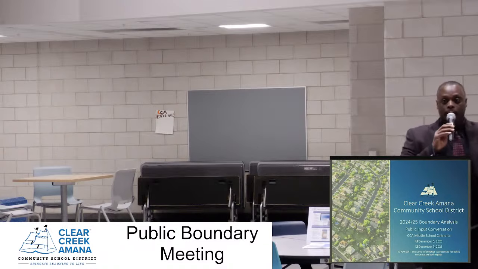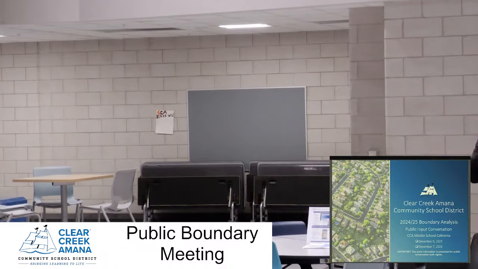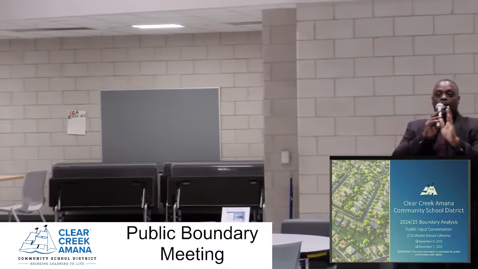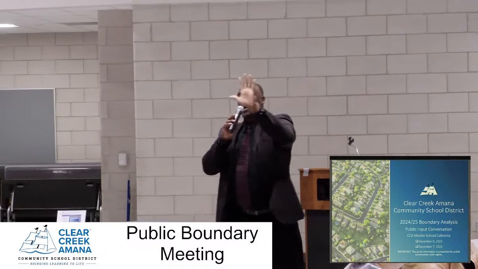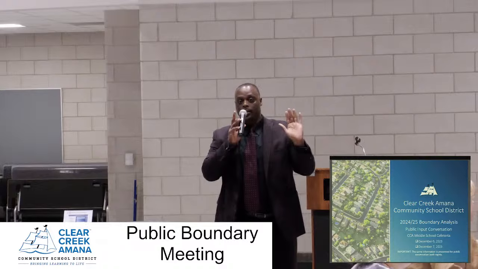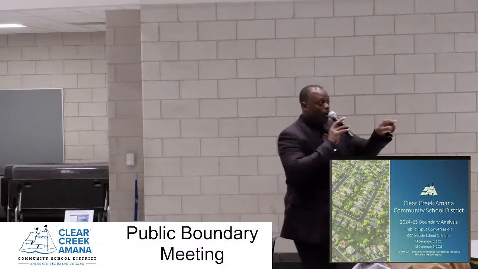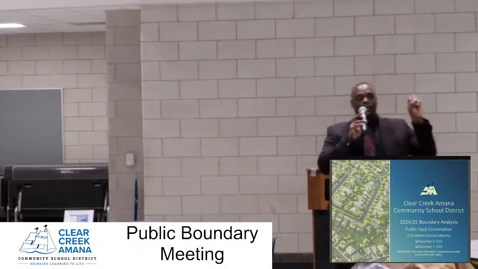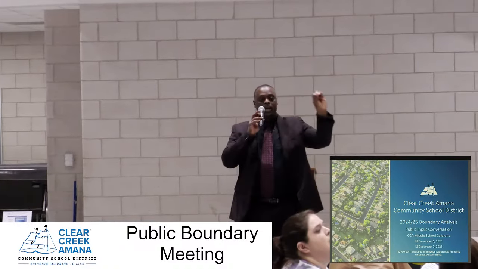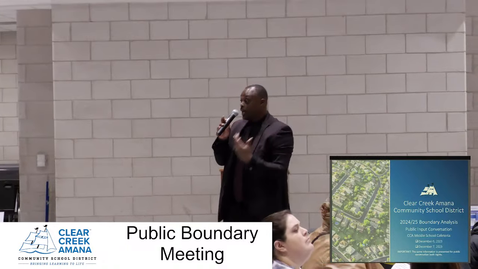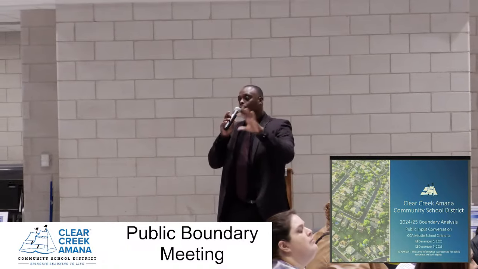First of all, there are a couple of things going on, so that we can have clarity on what we're going to do. There are two things. One is the boundary conversation. The other thing I think people are getting a little confused about is grade configuration. Grade configuration and boundaries are two separate things. The boundaries are what you're seeing on the walls. Those are the maps, north, south, east, west. This group may go to this school, this group may go to that school, as far as their geographic location. That's what the boundary piece is.